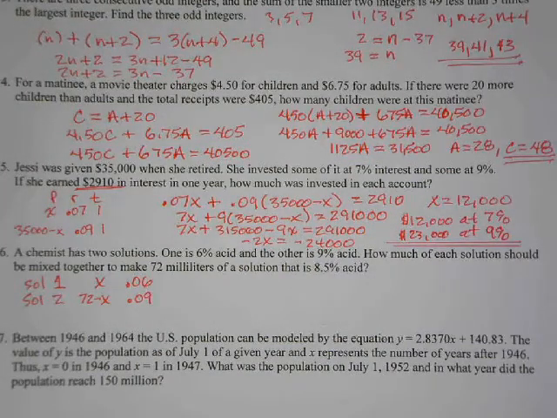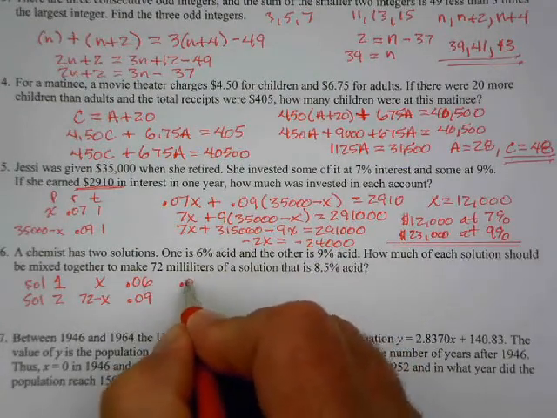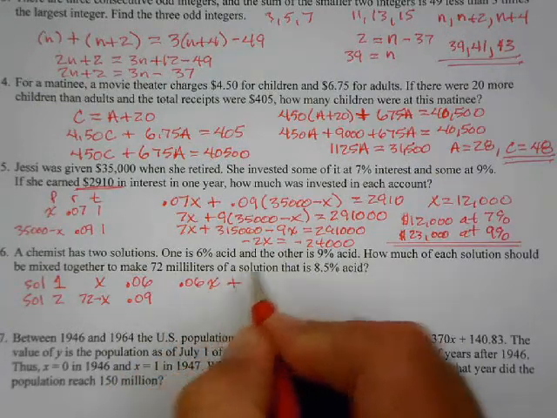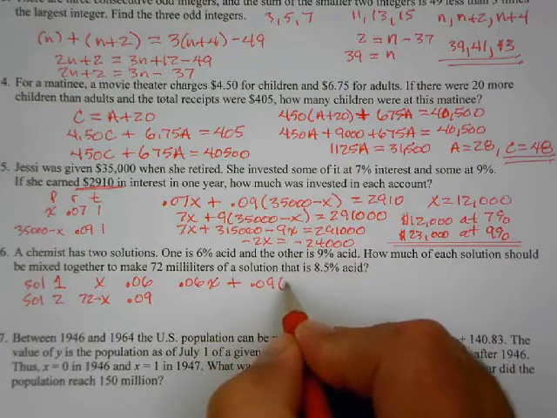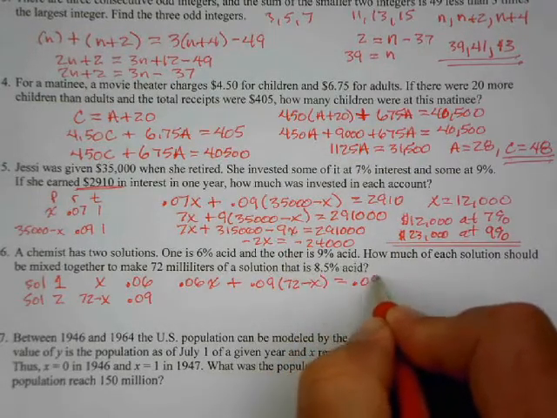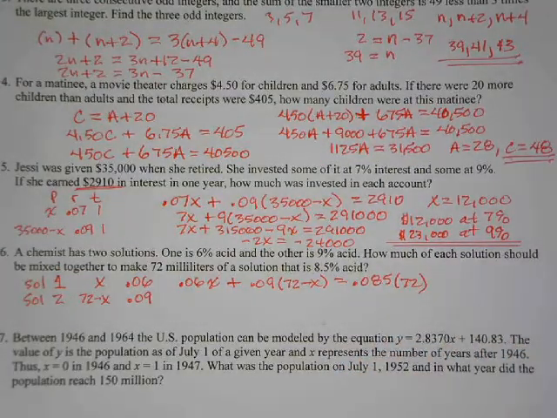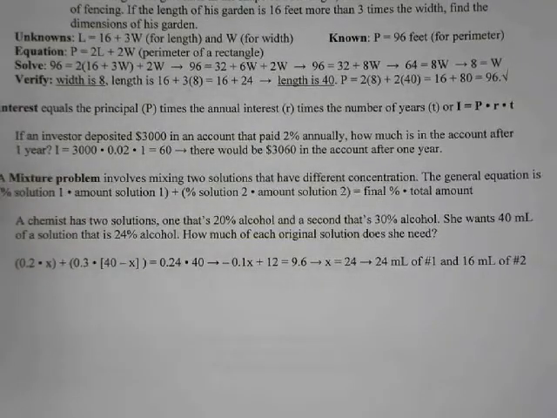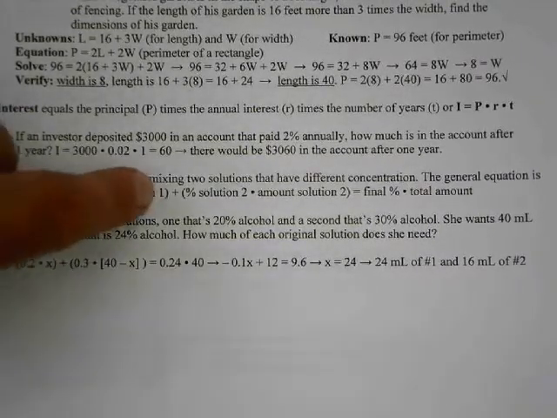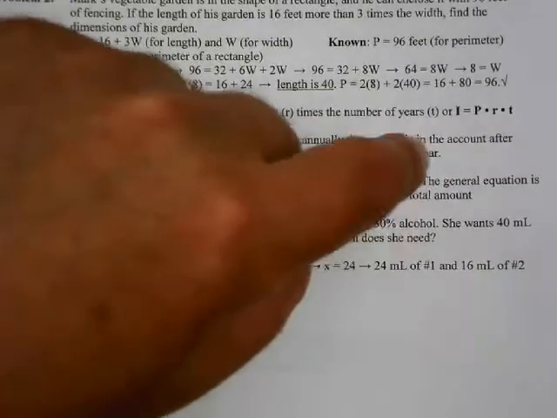Now we can put things together. Again, the percentage of the first times its amount plus the percentage of the second one times its amount has to equal the final percentage times the total amount. This goes right back to doing our mixture problems. Percent of solution 1 times amount of solution 1 plus percent of solution 2 times amount of solution 2 equals final percentage times total amount. Going to multiply everybody by 100 to get rid of the decimals.